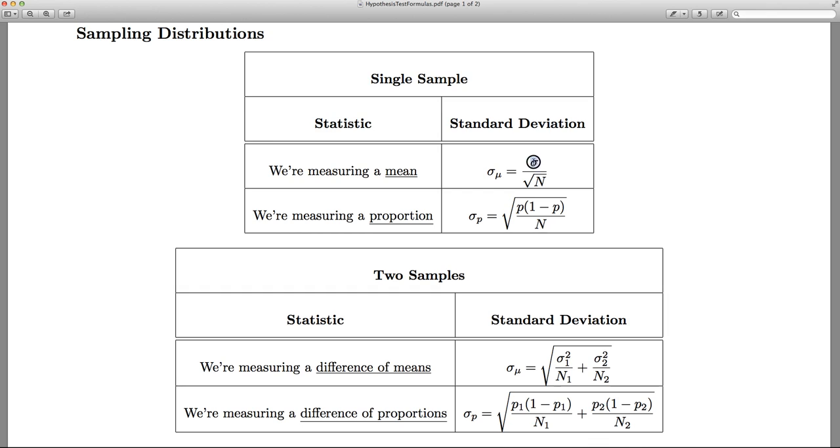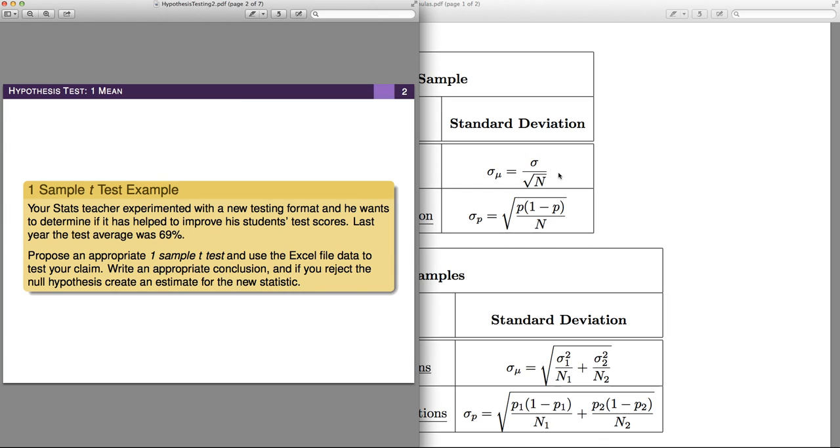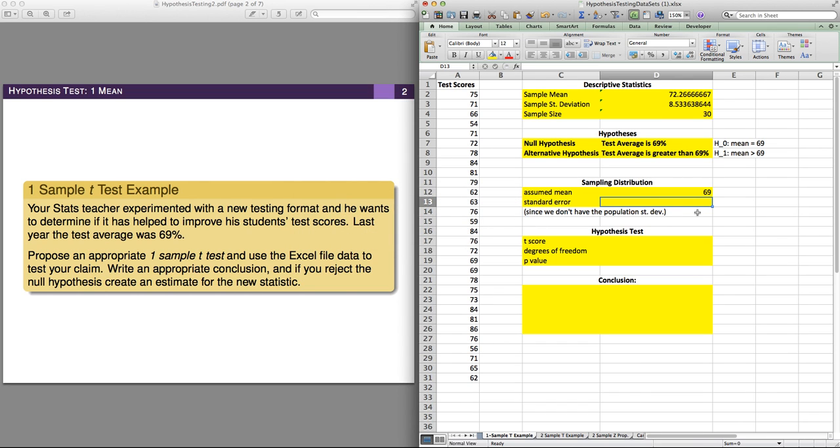We are measuring a single mean, so our standard error formula will be given by this. Our sample standard deviation goes right here, divided by the square root of sample size. So this is equal to our sample standard deviation over the square root of sample size. There's our standard error for the sampling distribution.